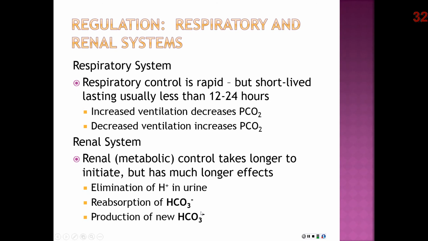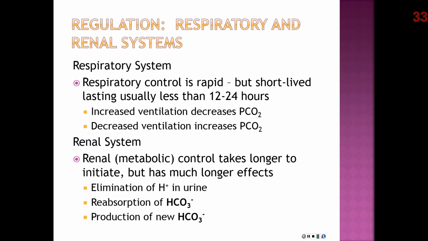Then how we actually regulate our pH. There are two ways in which we regulate it: through the respiratory system, and that's where we're dealing with getting rid of carbon dioxide or holding on to carbon dioxide depending upon what we need. And the renal system, the kidneys, primarily work on getting rid of or keeping more of the bicarbonate. The kidneys are also excellent at getting rid of excess hydrogen ions.